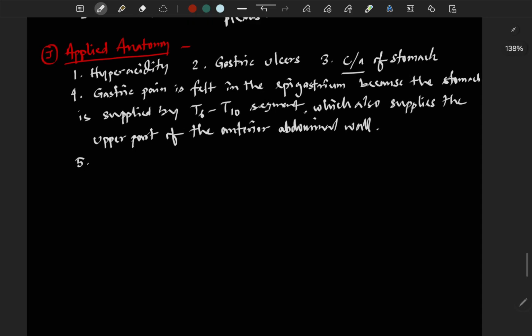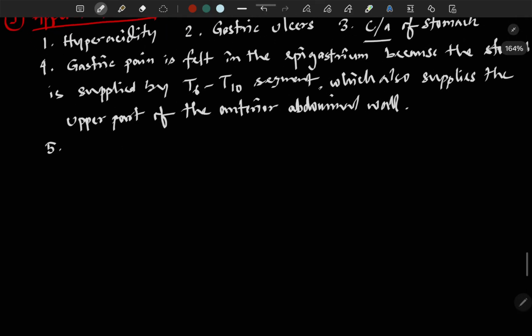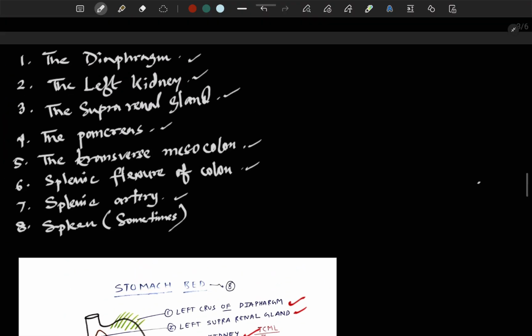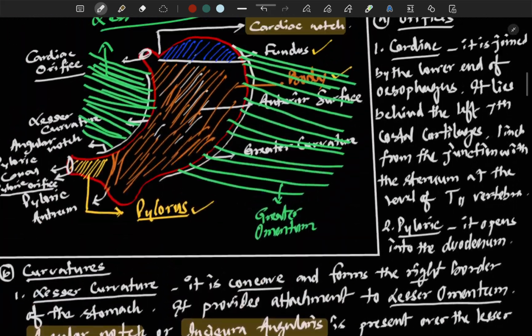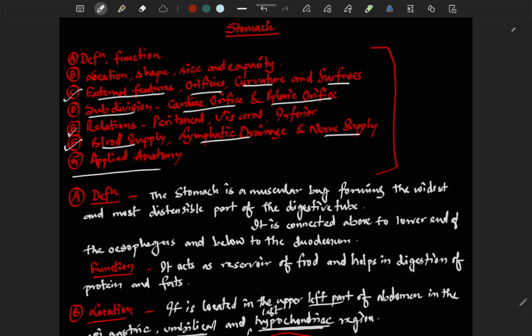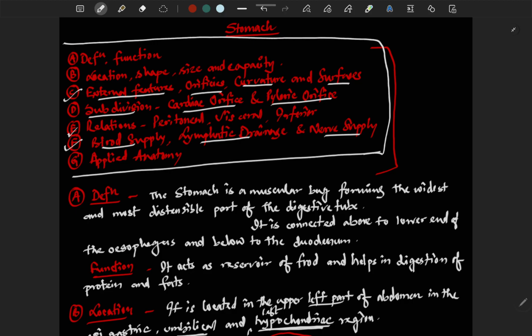Number 5 is gastroscopy. So these are the applied anatomy. So the topic is divided into these sections, and the questions are asked from these areas of the stomach. Okay, today's class is over. Thank you.